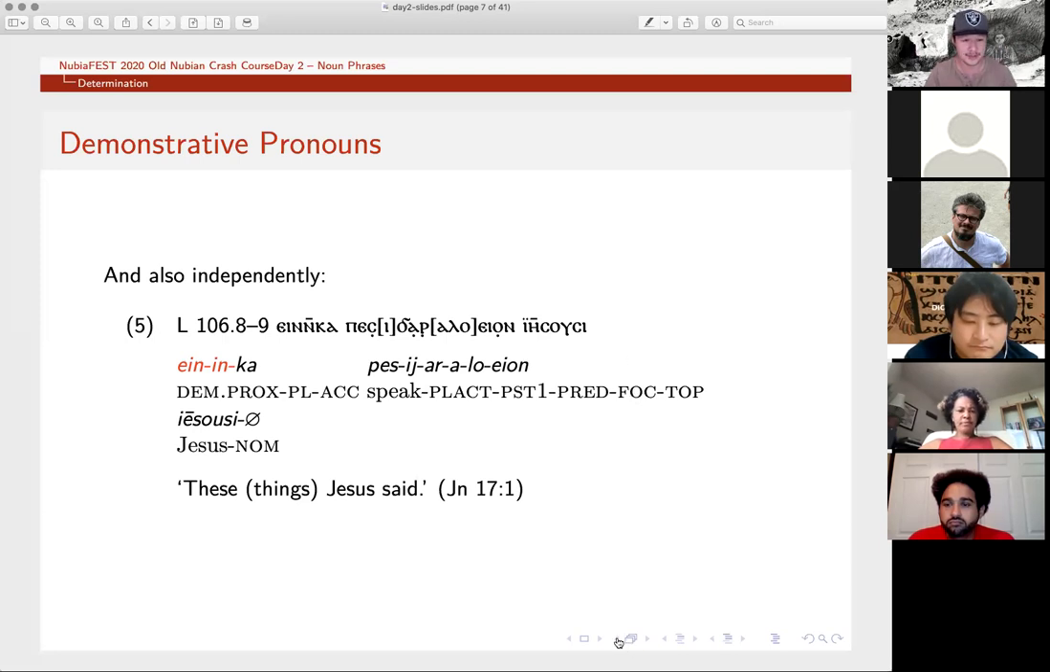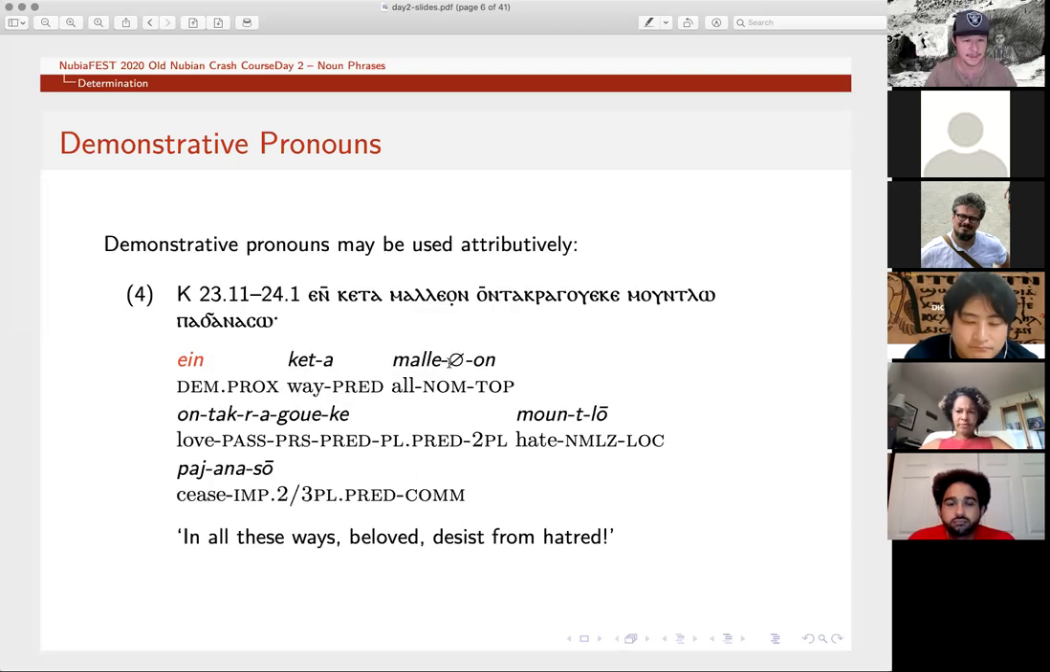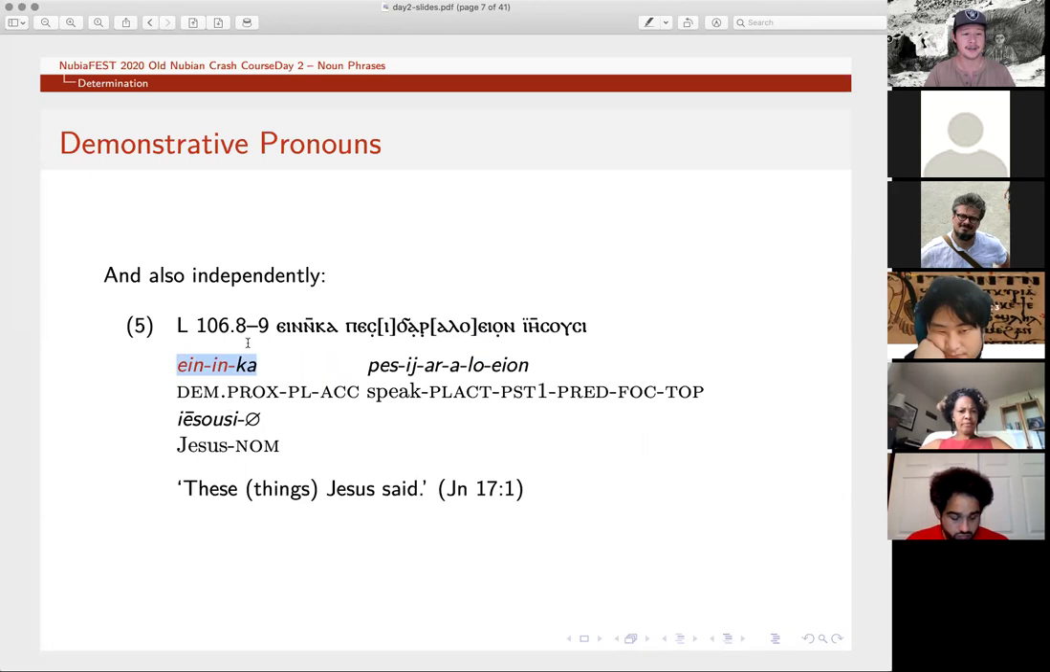And so that's what you can see here. For example, this entire thing is one noun phrase, and the nominative and the topic marker come at the very end, right? This is an entire noun phrase, and your locative marker comes at the end. Here, this is your entire noun phrase, and my plural marking and my accusative case comes at the end.